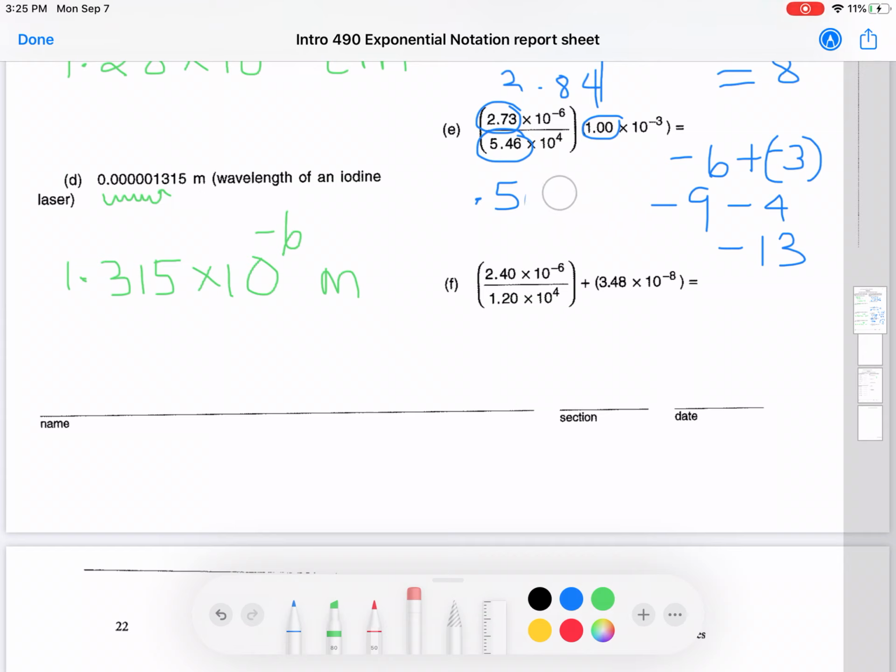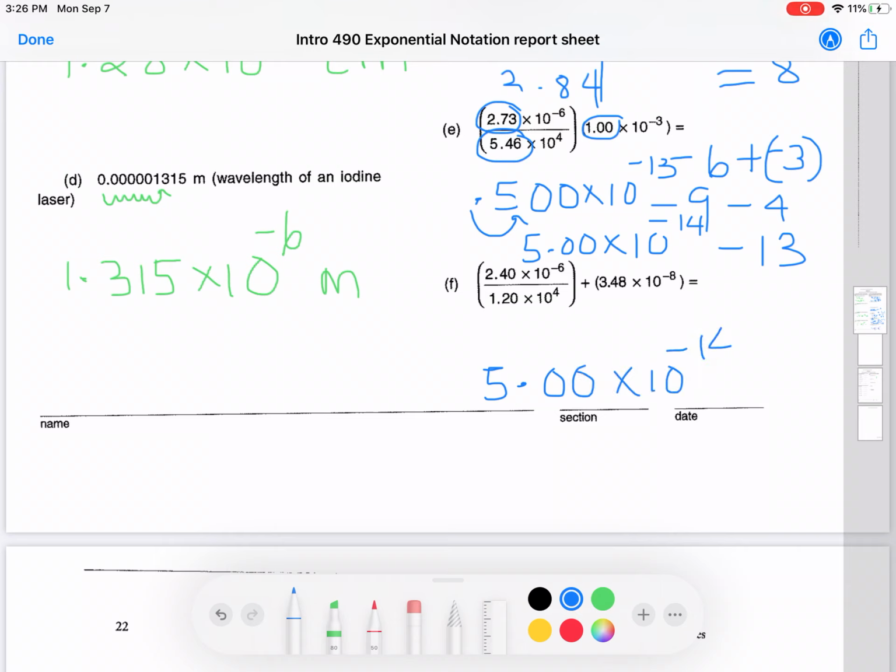0.500 from your previous answer, and when you do the exponents, it would be 10 to the negative 13. But in scientific notation, we want to keep the number before the decimal as a whole number. So you're going to move it one more time. That will make it 5.00. So a smaller number, you make a bigger number. So you add one more negative exponent. That will make it negative 14. So the answer would be 5.00 times 10 to the negative 14.